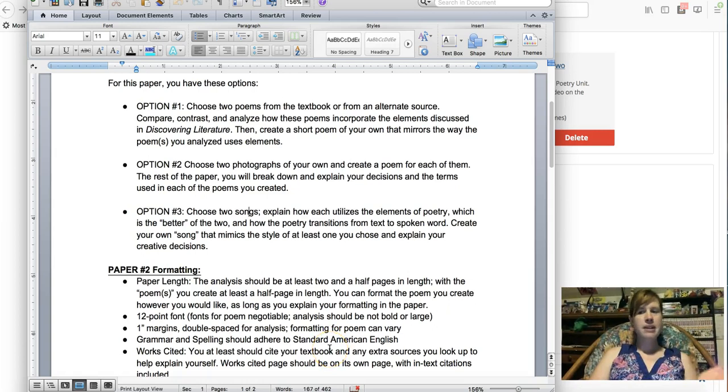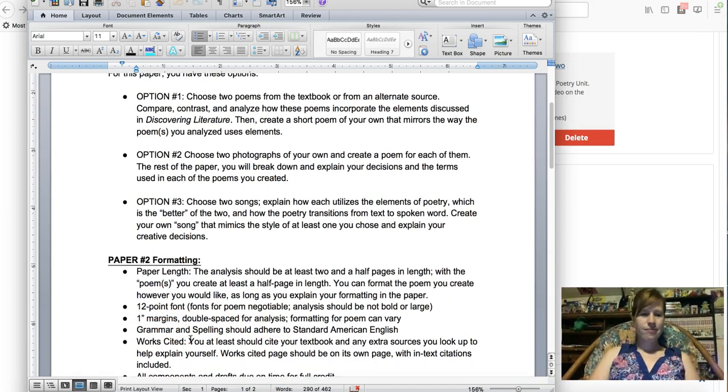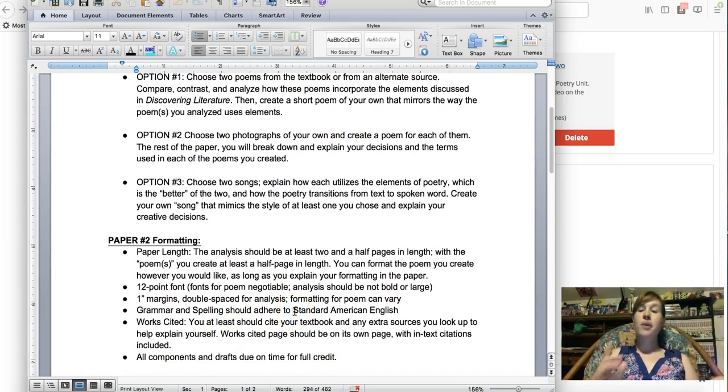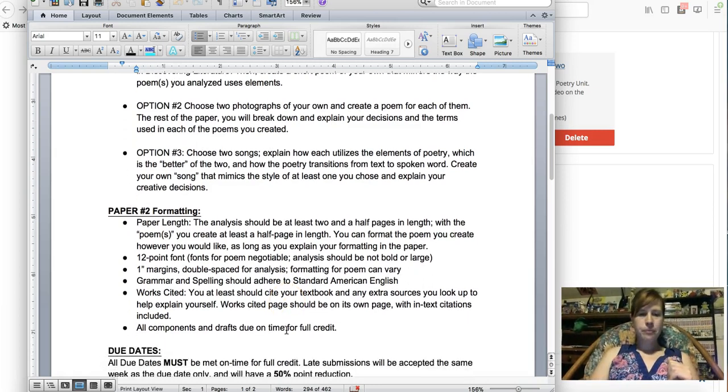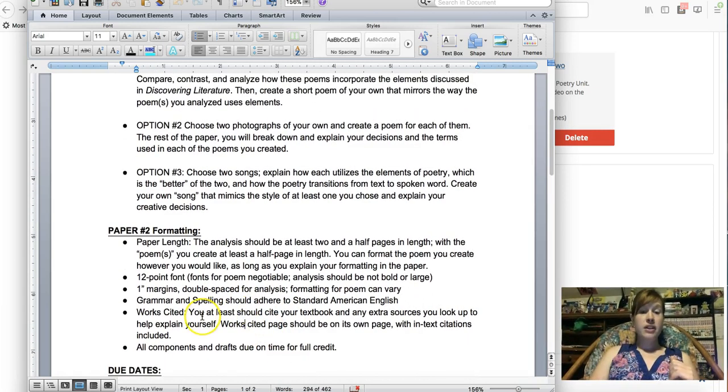I just put it on there because sometimes students like to be creative and change their margins, and I'll be like, nope, I'm going to count off if you change it. But if you just use a Word document, you're fine. Grammar and spelling for the analysis should be like it would be for any paper. Obviously, with the poems, you can get a little crazy with the formatting. You have a little more leeway there. And then the works cited. Unless you pick option 2, you don't have to cite. If you pick option 2 and you use your own images, you don't have to cite anything but your textbook.